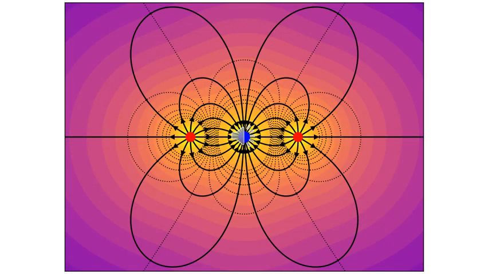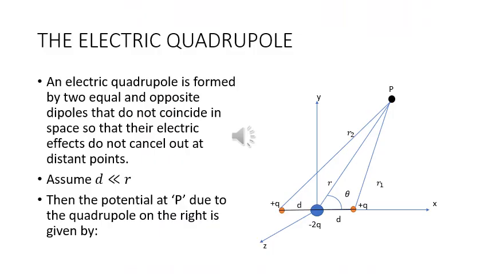Beautiful picture taken from the internet, based on a program in Python, of a linear quadrupole. Not only do the black lines indicate the direction of the electric field lines, but the gradation in color is also indicative of the electric field strength. An electric quadrupole is formed by two equal and opposite dipoles that do not coincide in space, so that the electric effects do not cancel out at distant points.